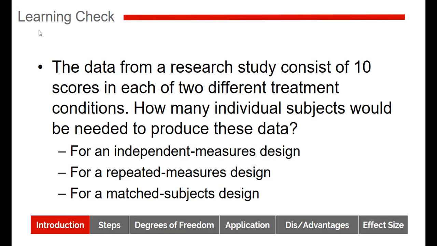And let's just do a little practice to see if you can identify what these studies might look like. So the data from a research study consists of 10 scores in each of two different treatment conditions. Okay, so think about this. There are two different treatments, and there are 10 scores. How many individual subjects would be needed to produce these data in each of these types of research design? Go ahead and pause the video now and try to think about how many subjects would be needed for each of these.